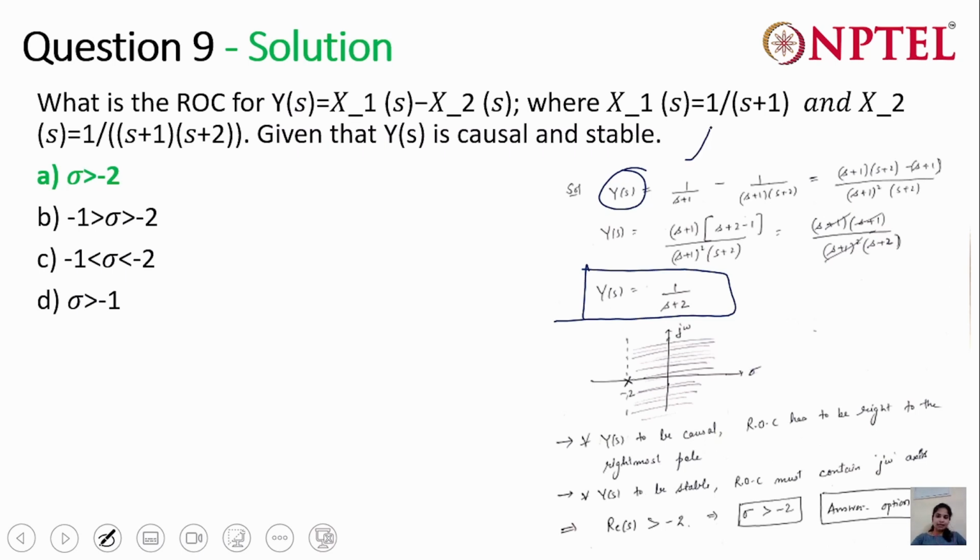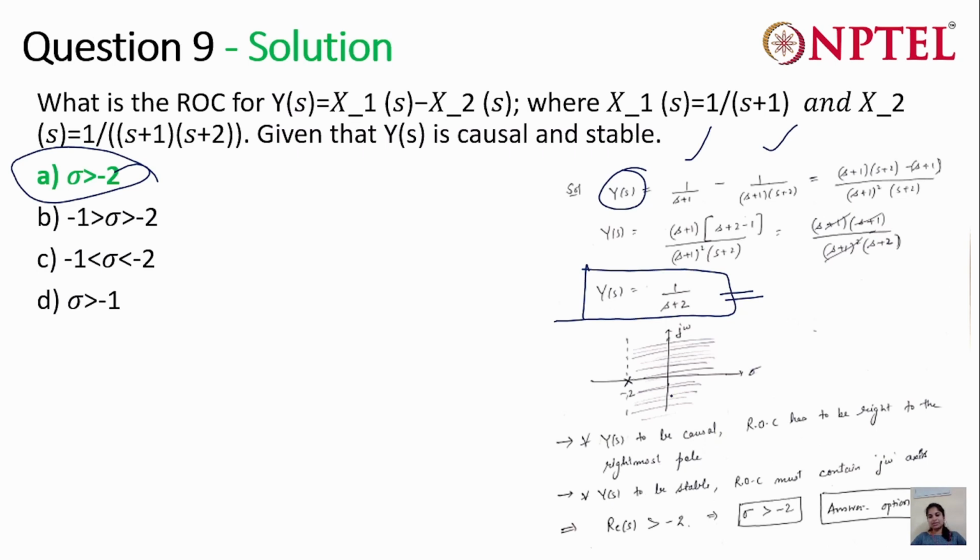So even though you have a pole at s is equal to minus 1, in y of s that does not get reflected at all. So your y of s is 1 by s plus 2 only. And I think the others, you guys were right. So when your pole is just minus 2, your ROC is sigma greater than minus 2. That is, if y of s has to be causal, we know that the ROC is right to the rightmost pole. And here we just have one pole, so ROC is sigma greater than minus 2.